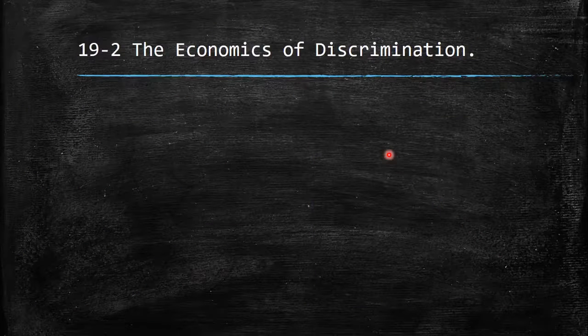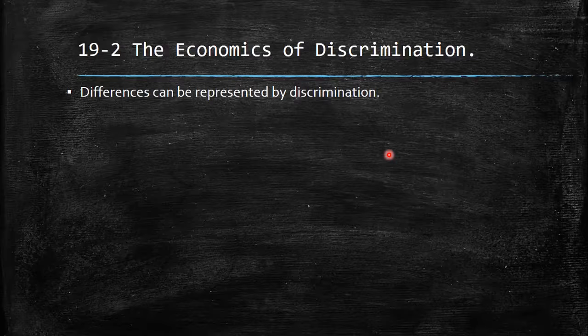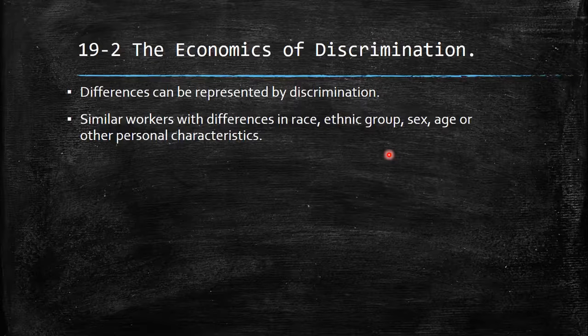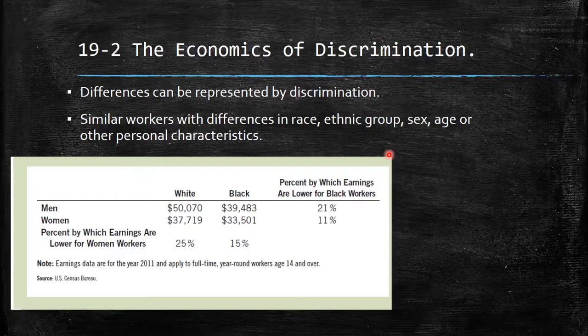Then the economics of discrimination. Discussing other factors that provide differences in salaries. This is discrimination, a really sensitive topic because differences can be represented by discrimination. For example, similar workers with differences in race, ethnic group, sex, age, or other personal characteristics within the same job can receive different salaries. Here is an example with data. We have men and women, and the difference between men and women in the same race.